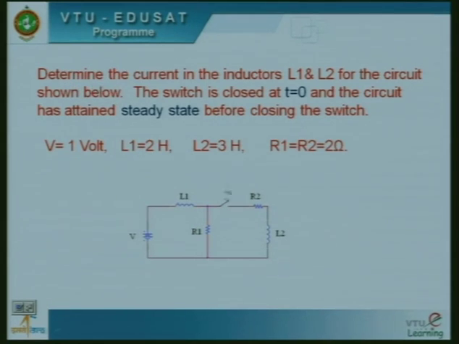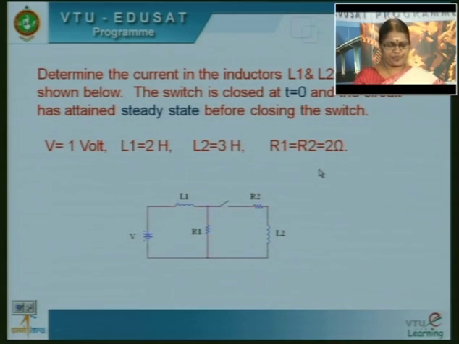Here it is a network having 2 loops and there is a switch. The problem is to determine the current in the inductors L1 and L2 for the circuit shown below. The switch is closed at t equal to 0 and the circuit has attained steady state before closing the switch. Let V equal to 1 volt, L1 equal to 2 Henry, L2 equal to 3 Henry, and the resistors R1 and R2 equal to 2 ohm.